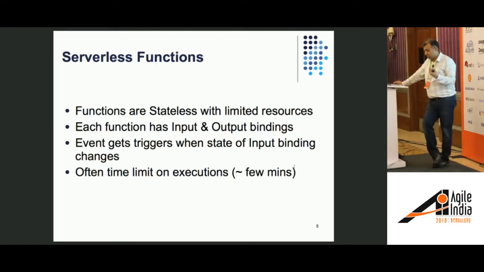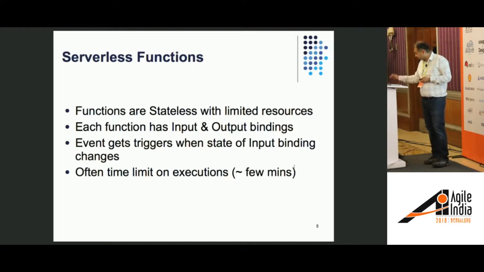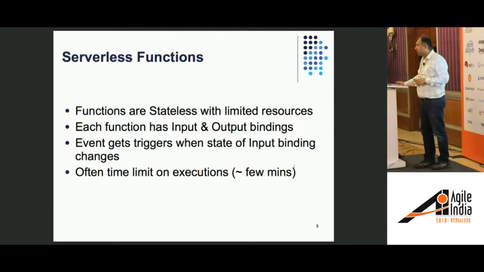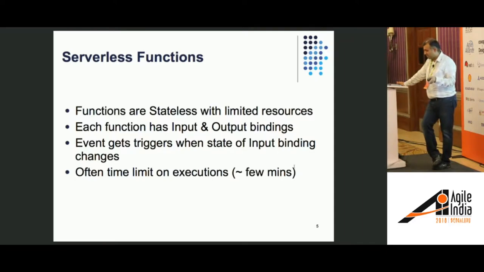Like I said, each function would have a certain kind of input and output binding, right? Event gets triggered, function acts, and often there are limits on the execution time of this function. This is more cloud dependent. I think Google puts 9 minutes, Azure puts 10 minutes, AWS puts 5 minutes. There are variations in how you can provision these functions, like different hosting plans. Some hosting plans would not put a limit, but they'll charge you more. Some hosting plans do put a limit, but they are cheap. So you have to determine what's the right plan for your application.